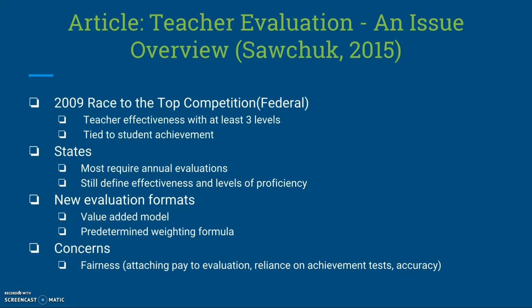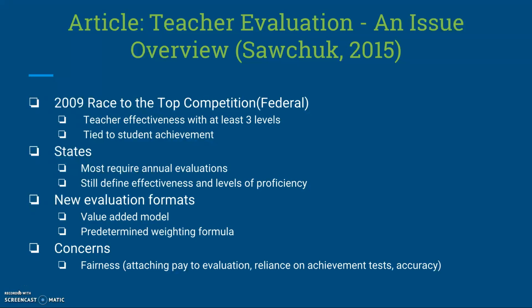For this module, we had to review 3 different articles, the first being Teacher Evaluation: An Issue Overview in Education Week. This article looked at how teacher evaluation has changed over the last couple years and what's happening with that. It mentioned the 2009 Race to the Top competition at the federal level, which led many districts to change teacher effectiveness ratings to include at least 3 different levels. It also tied student achievement and different test scores to whether a teacher is effective or not.